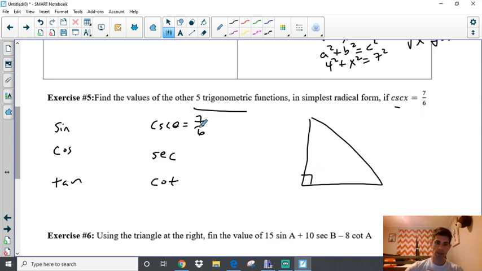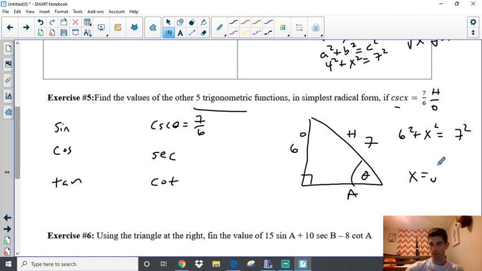So the cosecant we can see comes from sine, so that's going to be H over O. So your H goes here, your O, so that means you're 7 and you're 6. So you're going to have to go ahead and find the A with 6 squared plus x squared equals 7 squared, and you're going to end up here with the square root of 13.